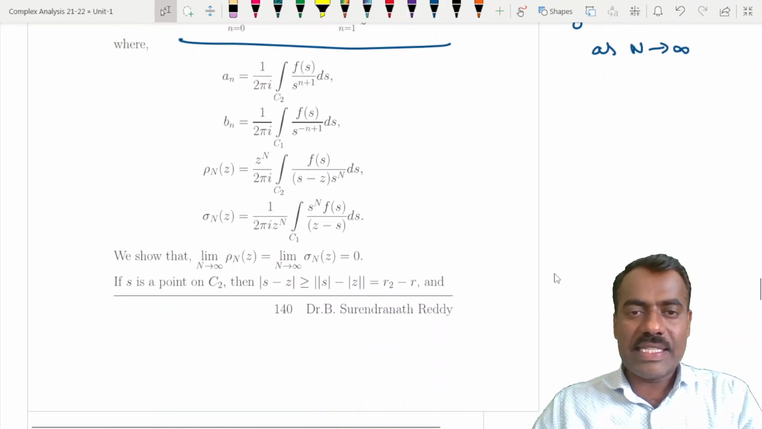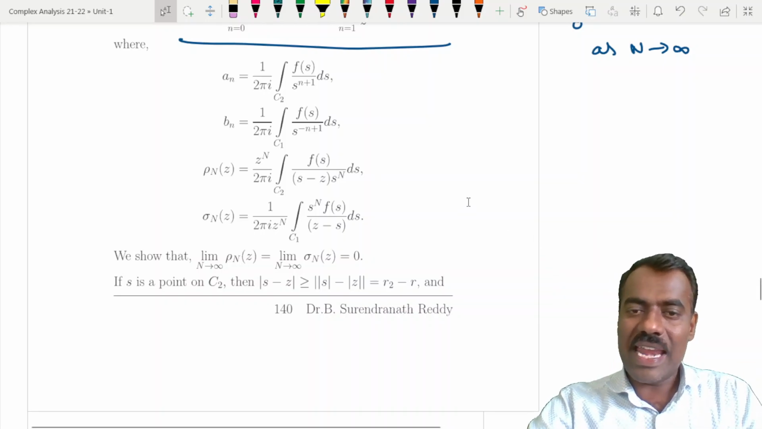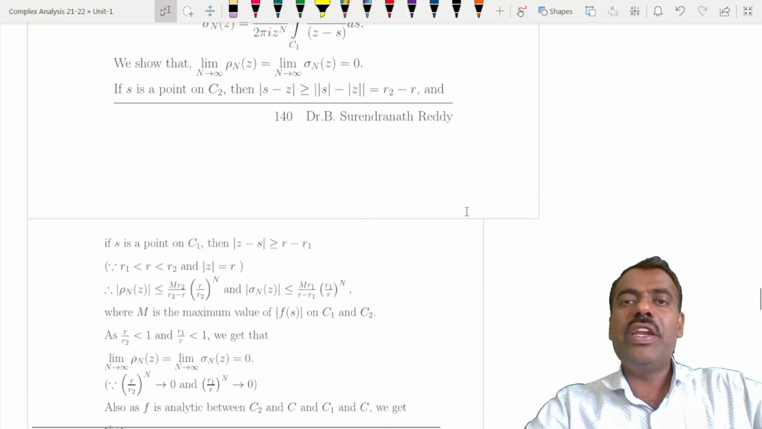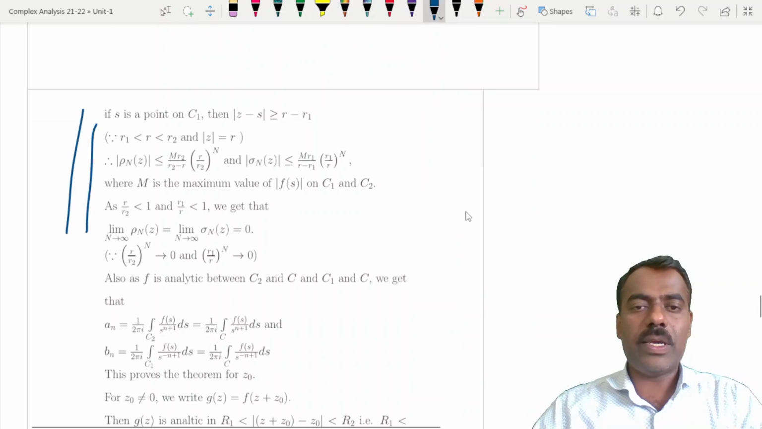So what is here is s minus z, z minus s. So simply find the maximum value of those values, and the maximum value of f of s, you call it again M. So just like how we did in the Taylor series, the same way we can have it here.